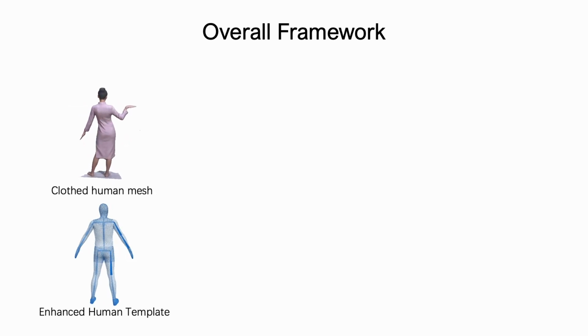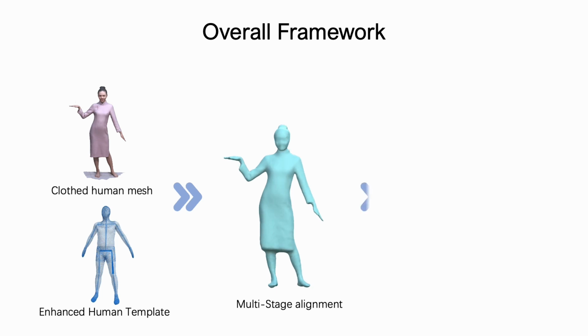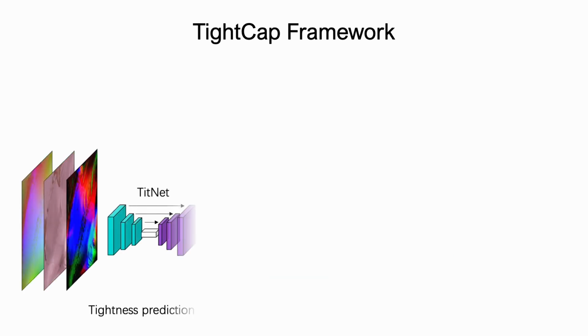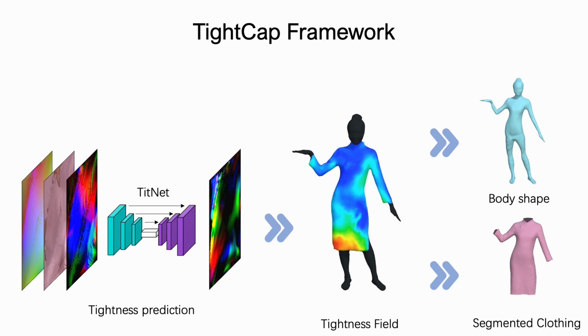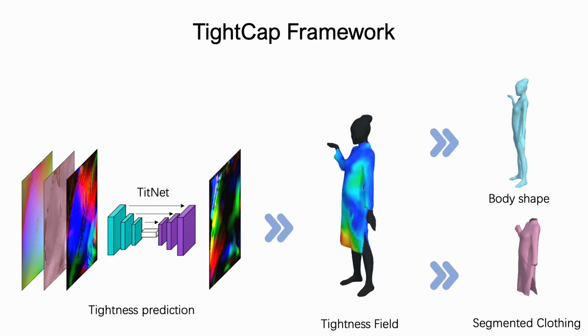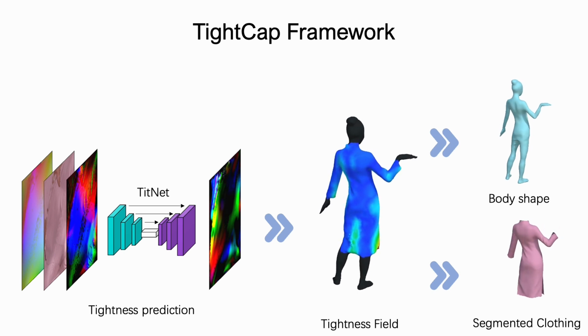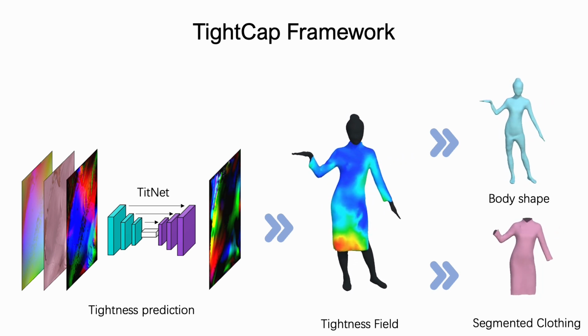Overall, we utilize an enhanced SMPL-like human template for this multi-stage alignment approach. After the alignment, we map the 3D meshes into a hybrid 2D geometry image. Next, we estimate the tightness map and the clothing mask from the mapped clothing feature with tightness prediction. Finally, in the multi-layer reconstruction stage, we recover the body shape and segment clothing from the original mesh for various clothing topologies to build a multi-layer avatar.